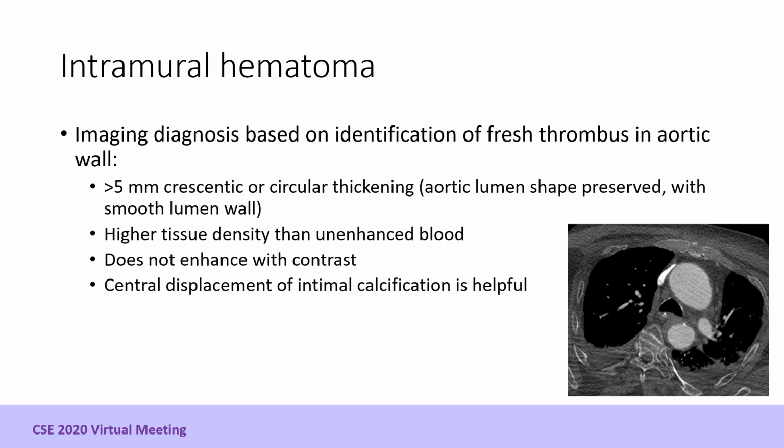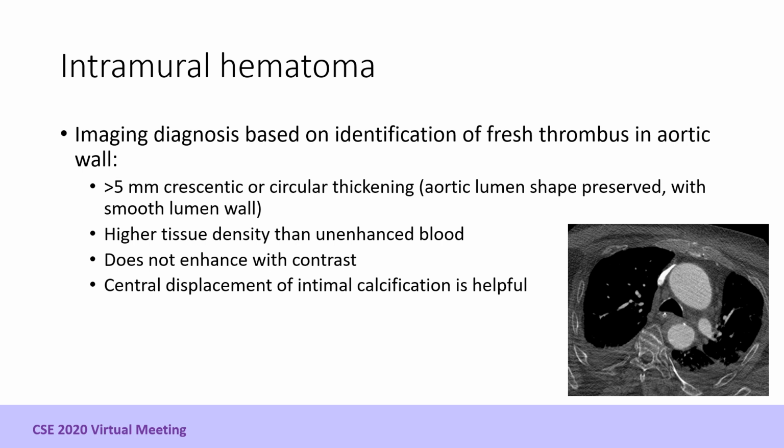The imaging diagnosis of intramural hematoma is based on identification of fresh thrombus in the aortic wall. It is characterized by crescentic or circular thickening with preservation of the smooth aortic lumen wall, which differentiates it from the irregular intraluminal surface of aortic atherosclerosis. The tissue density is higher than that of unenhanced blood, around 40 to 70 Hounsfield units, which relates to the presence of concentrated hemoglobin in recently extravasated blood.